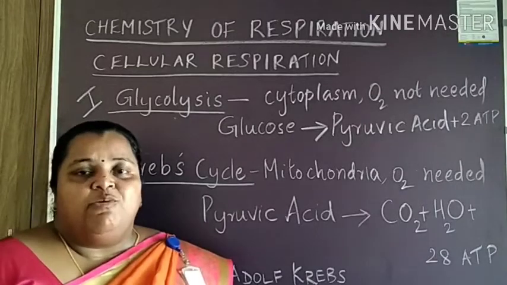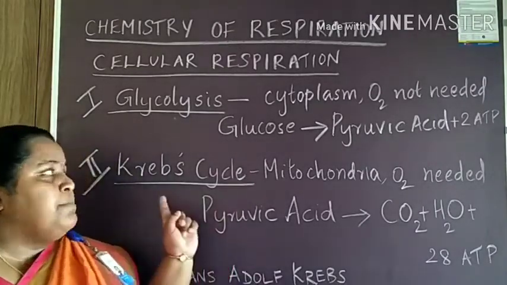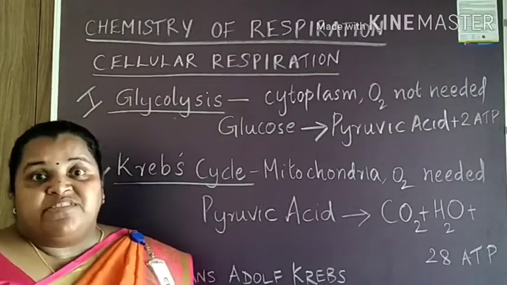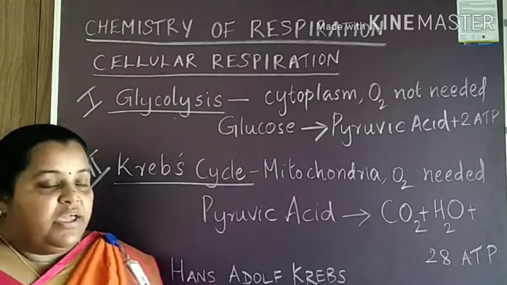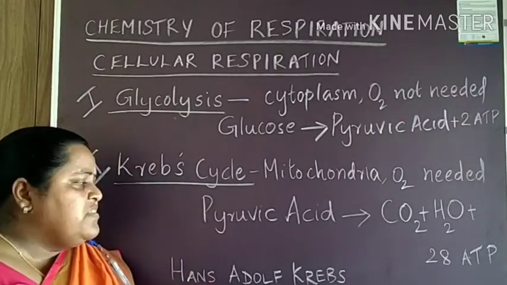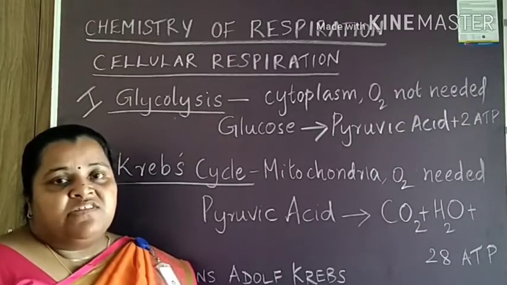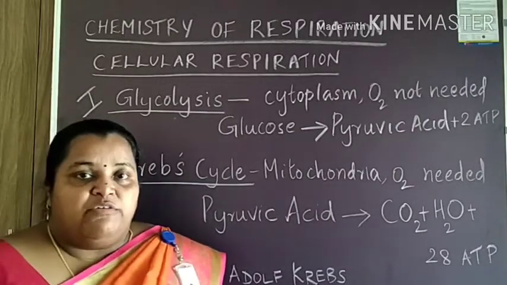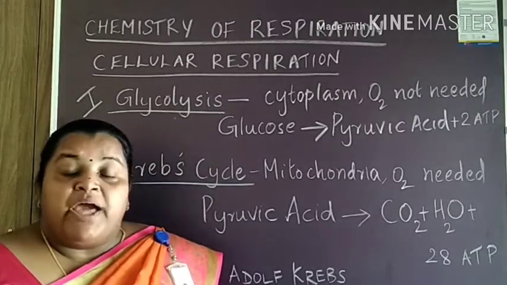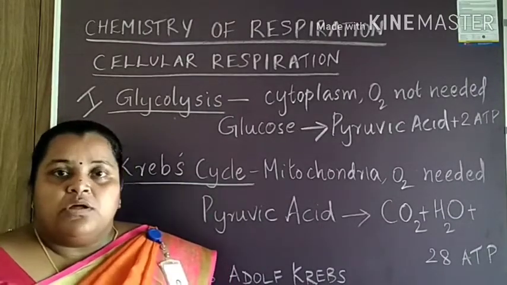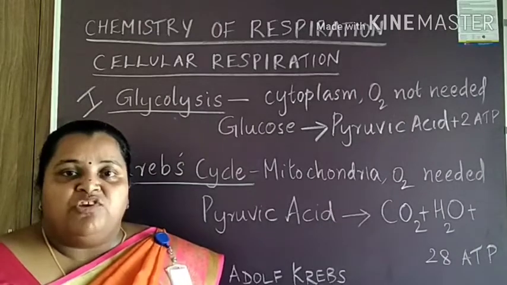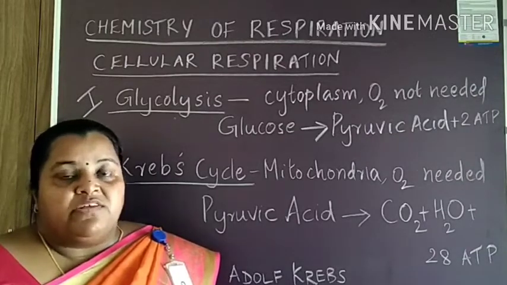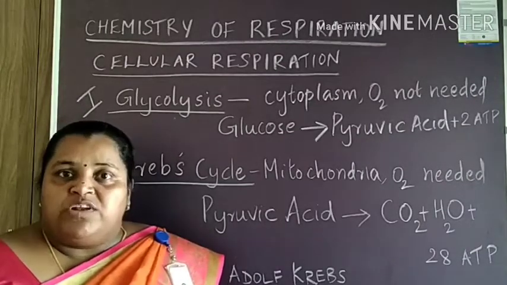The second stage of cellular respiration is known as the Krebs cycle. It got the name Krebs cycle because it was discovered by a scientist known as Hans Adolf Krebs. It takes place in the mitochondria of the cell. Here, pyruvic acid is converted into carbon dioxide, water and 28 ATP molecules. This reaction requires oxygen.